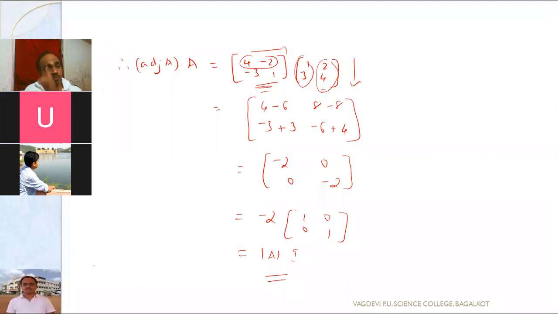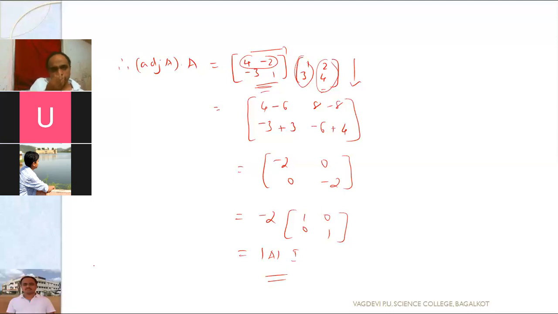Correct? So adjoint A into A I have calculated. How? Row into column, again row into column. First row, first column, first row, second column, and second row, first column, second row, second column. So again I get minus 2, 0, 0, minus 2. Take minus 2 common. We get minus 2 into 1, 0, 0, 1. So 1, 0, 0, 1 is the identity matrix, unit matrix, that is I. Minus 2 is the value of determinant of A. So determinant of A into identity matrix. I hope it's very much clear.